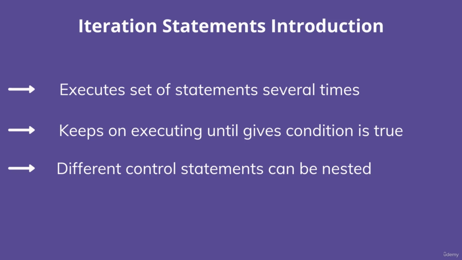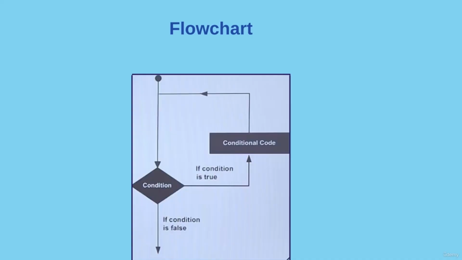For example, as I said, I want to find all the even numbers from 1 to 100. So the condition is that the value of i, or whichever variable I am using, should be less than or equal to 100. As soon as the value exceeds 100, the loop must get terminated. So this is what is written here: keeps on executing until a given condition is true. Whenever you start writing these control statements, whether conditional statements or iteration statements, logically as per your requirement, you can make them nested to any level.